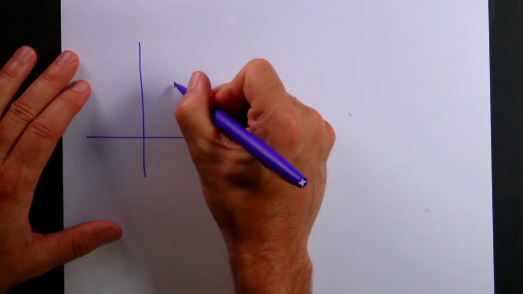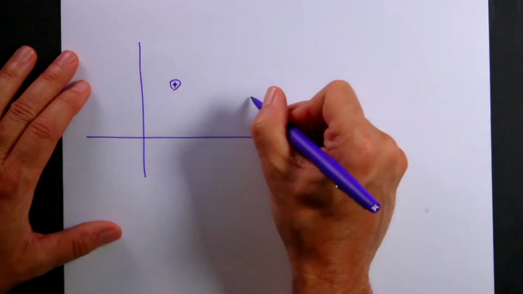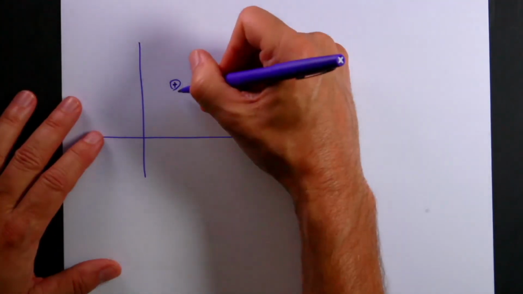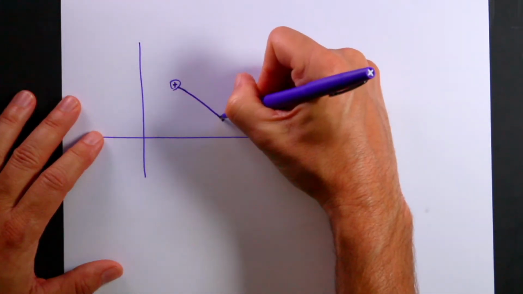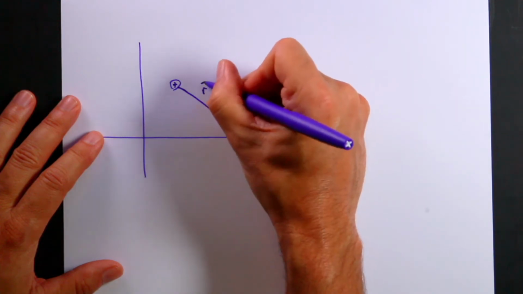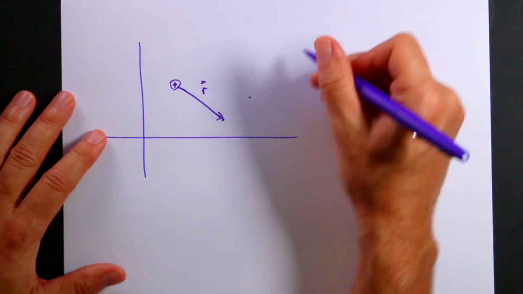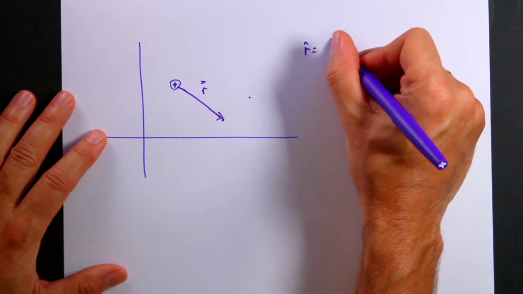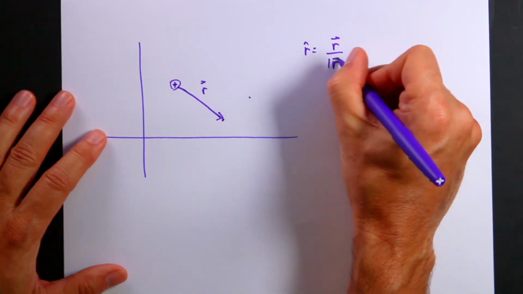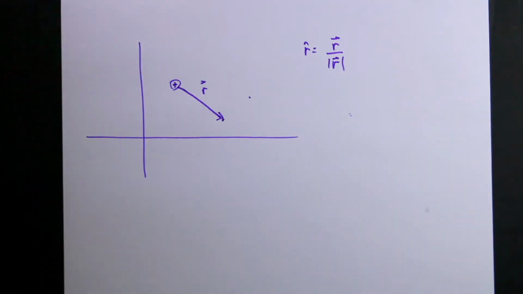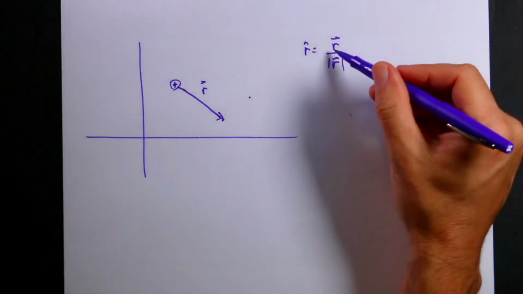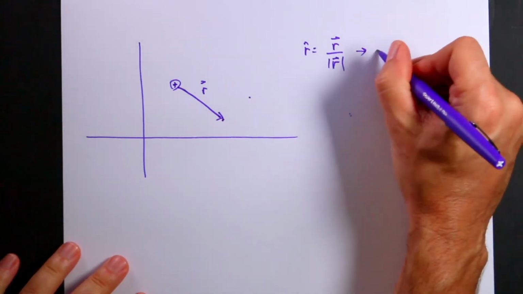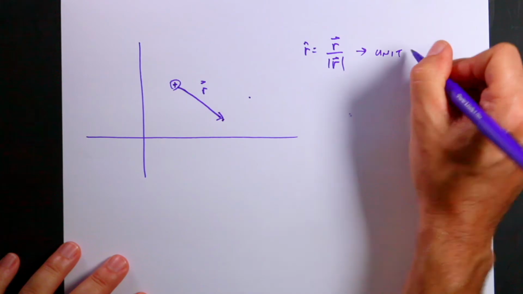So here is my charge. And here is where I want to find, I'll put it down here. There's where I want to find the electric field. So I have this vector r. The unit vector r hat is defined as r hat equals the vector r divided by the magnitude of the vector r. So this has the same units as that, so this is a unitless vector. But this is what we call a unit vector because it tells a particular direction.